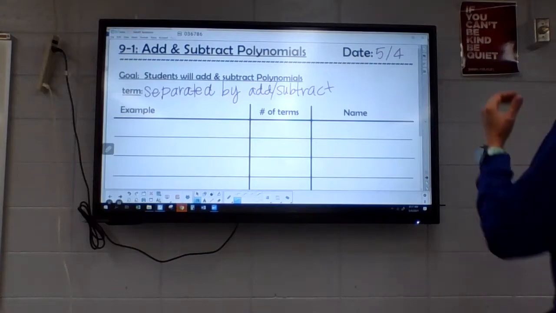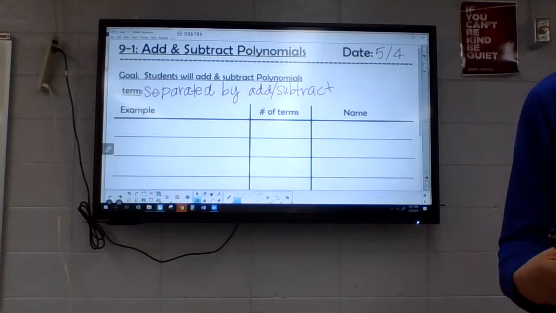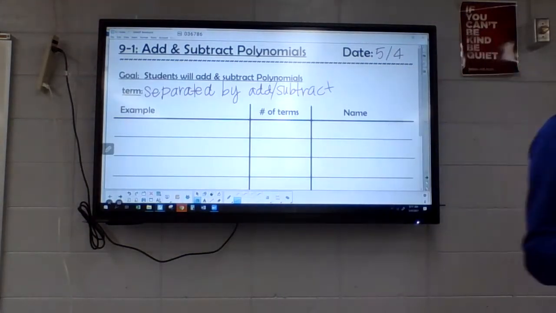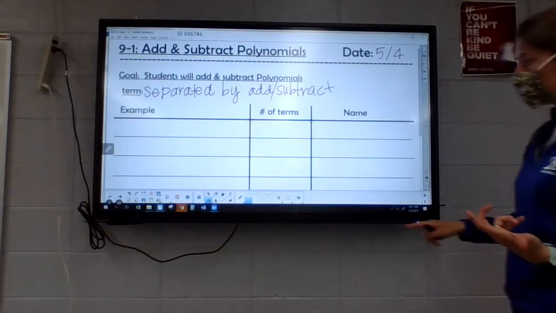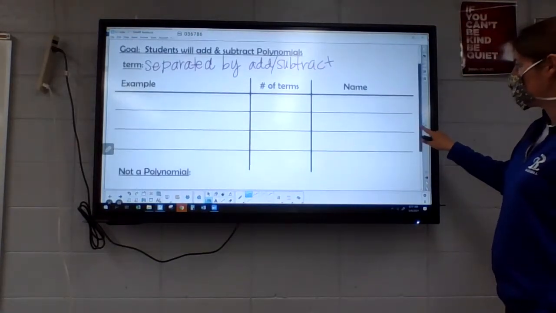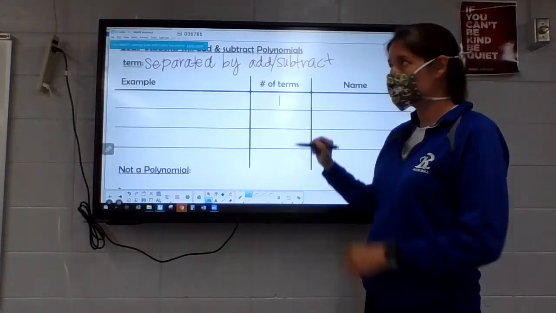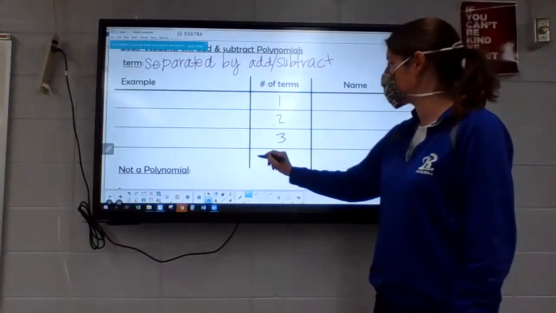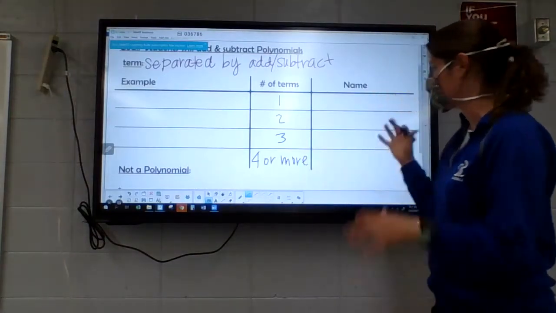All right, so being separated by addition and subtraction is how we decide what a term is. So we're going to talk about how we name these. We're talking about polynomials today. If you recall, last chapter we talked about monomials, so one term. Polynomials is many terms. So we're going to talk about what happens when there's one term or two terms, three, and then after four or more, we just start calling them all in one group.